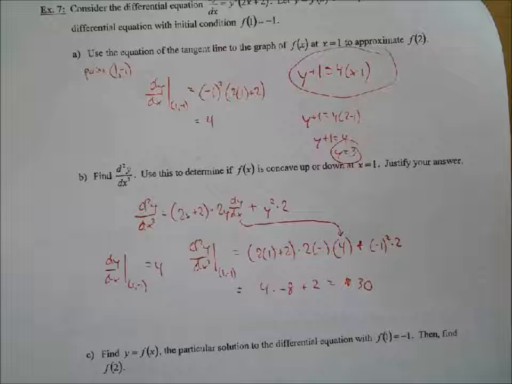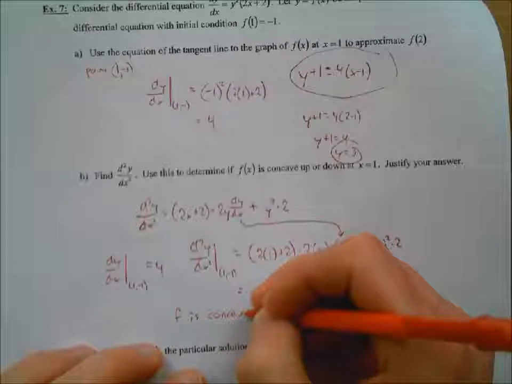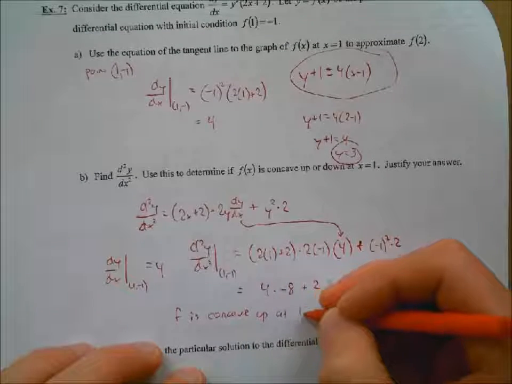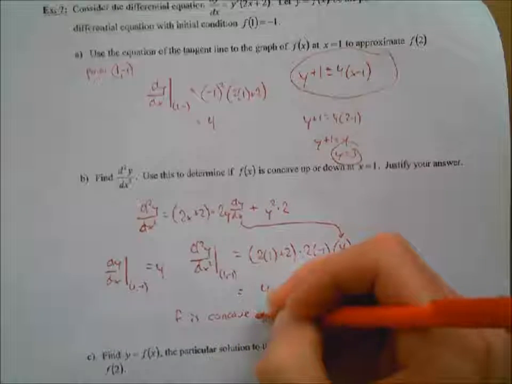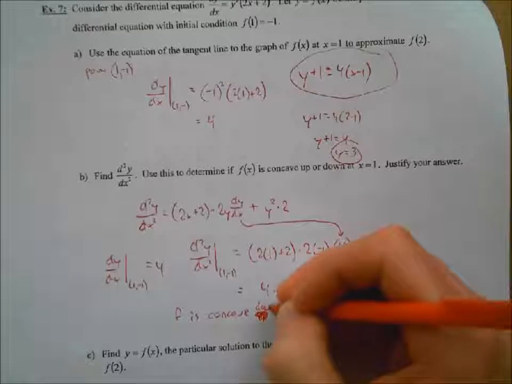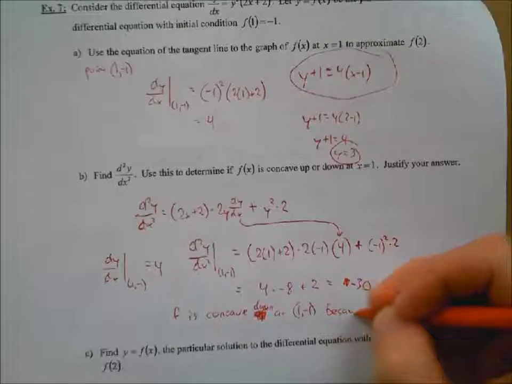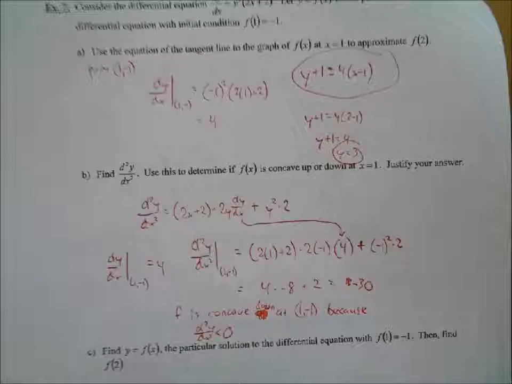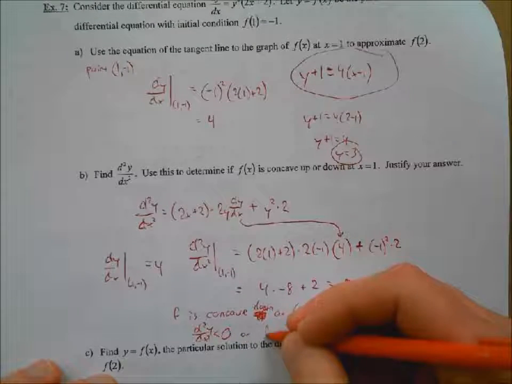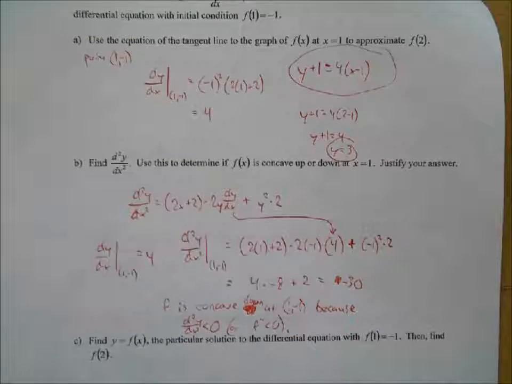Okay, so f double prime is positive, so therefore f will be concave up. Oh, -30. I'm sorry. Thank you. Concave down at (1, -1), because d squared y over dx squared is less than 0. Or you could say f double prime is less than 0. Something like that at this point.